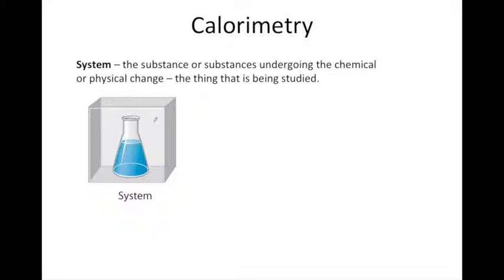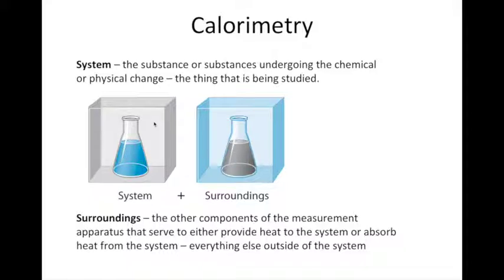Now, we also have to talk about generally what we call the surroundings. The surroundings is defined as the other components of the measurement apparatus that serve to either provide heat to the system or absorb heat from the system. It's pretty much everything outside of our system. So remember, with calorimetry, we're talking about heat transfer. So heat can be transferred out of the system to the surroundings, or heat can be transferred from the surroundings into the system. However, the amount of heat lost is always equal to the amount of heat gained.